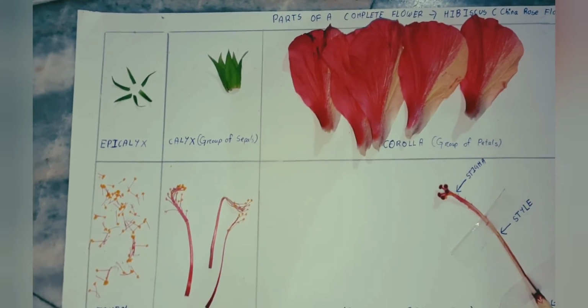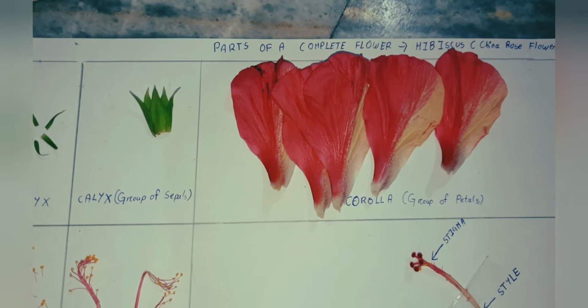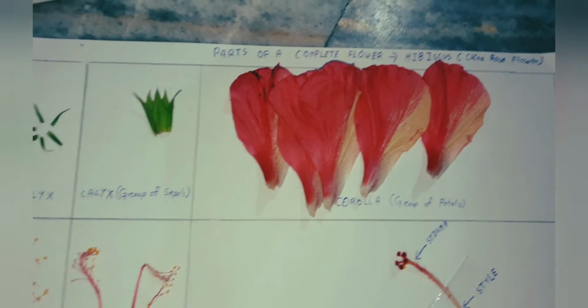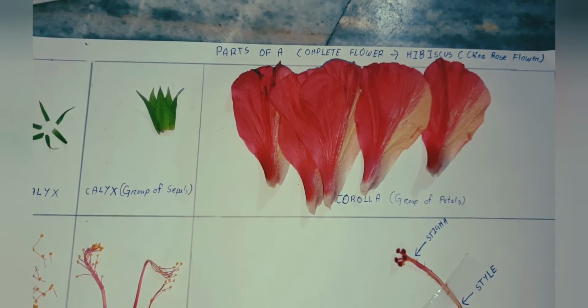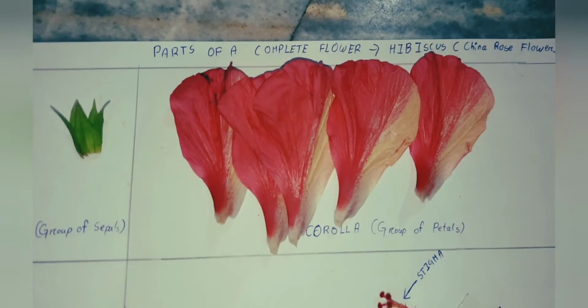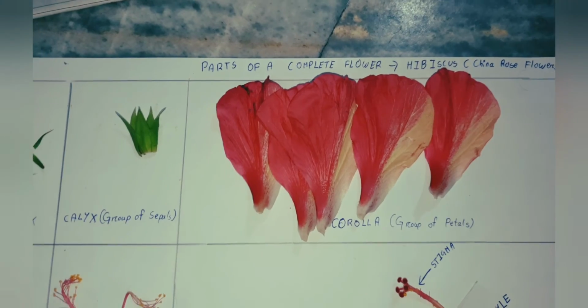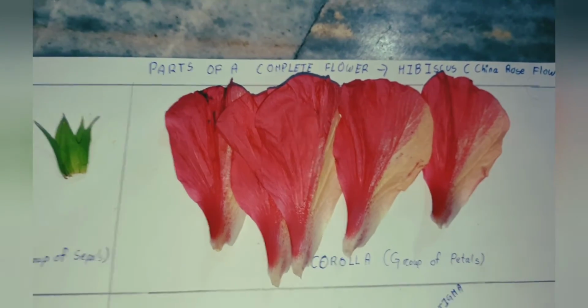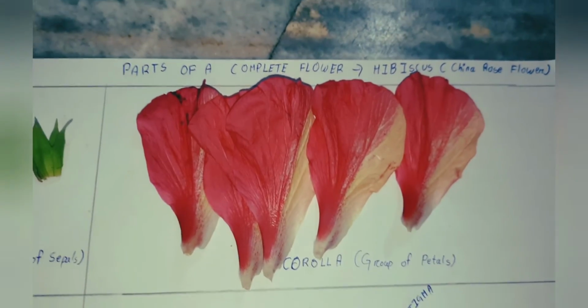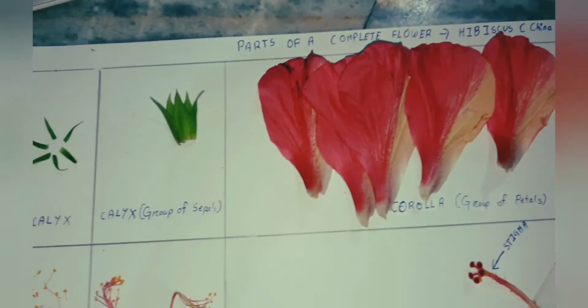So first of all, what is a complete flower? A complete flower is also known as the bisexual flower. That is, it has both the male and the female reproductive parts, such as the stamen and the carpel. So let's learn about it very briefly, and the parts of this flower.